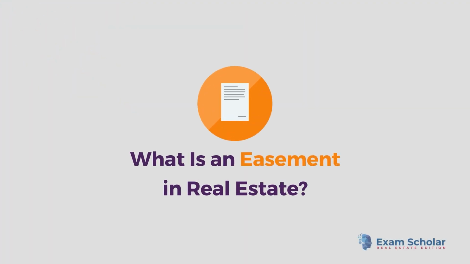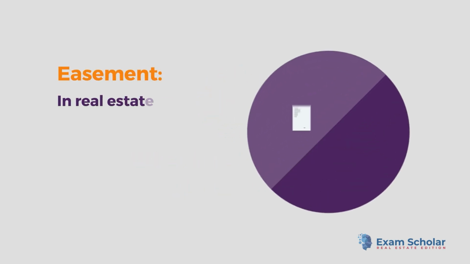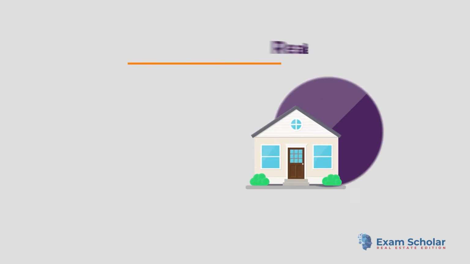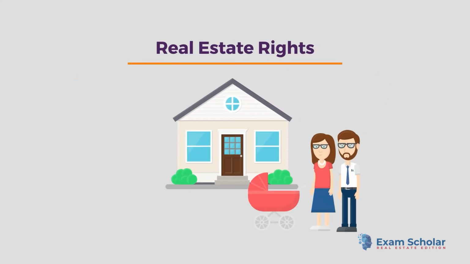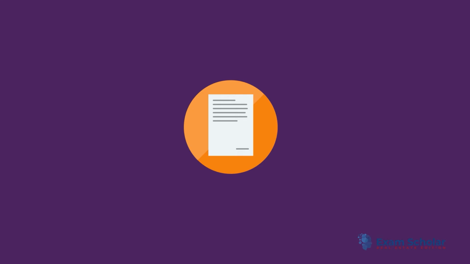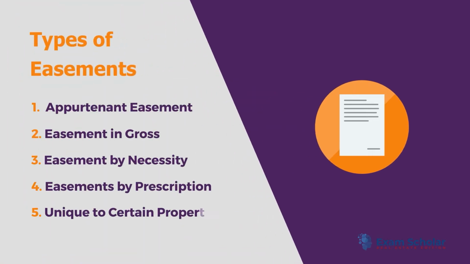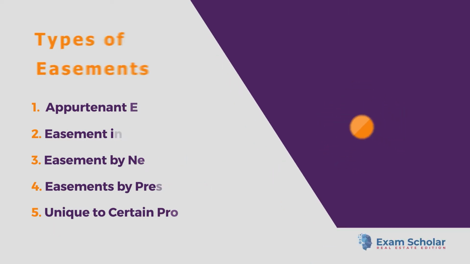What is an easement in real estate? In real estate, an easement is the right for another party to enter someone else's property. Real estate rights include the right to peaceful enjoyment, but when an easement is in place, it can be an exception. There are different types of easements which are defined by how and who is using them.